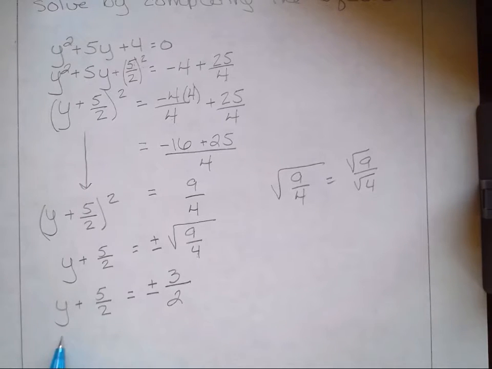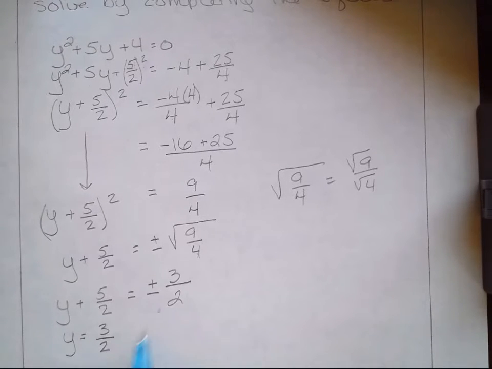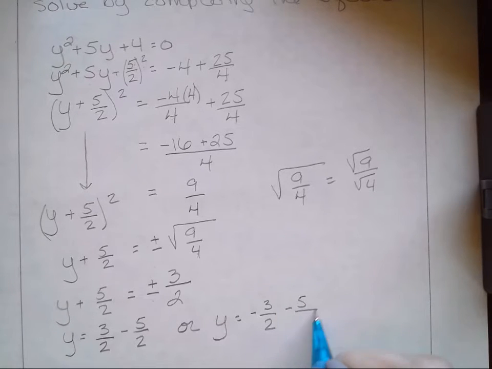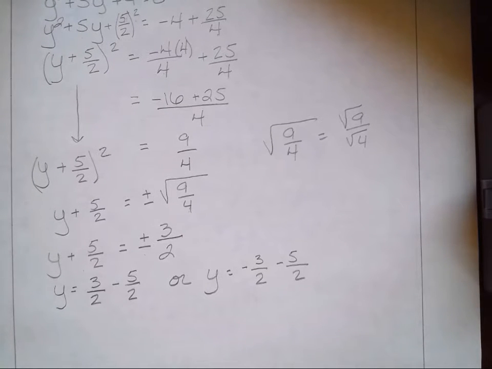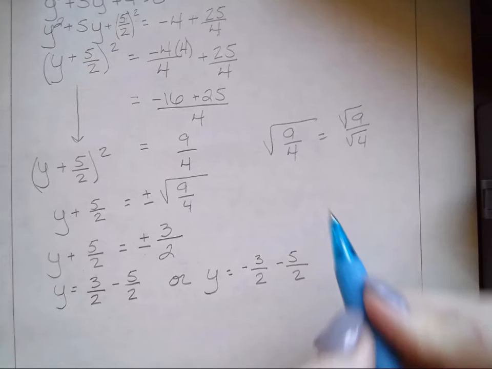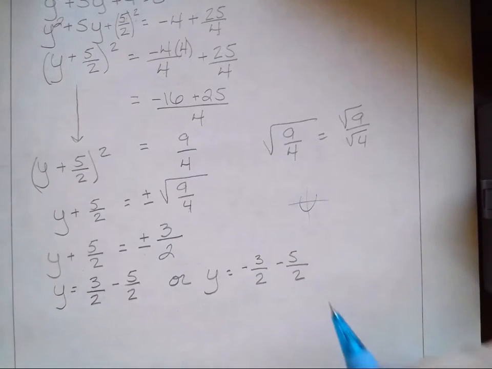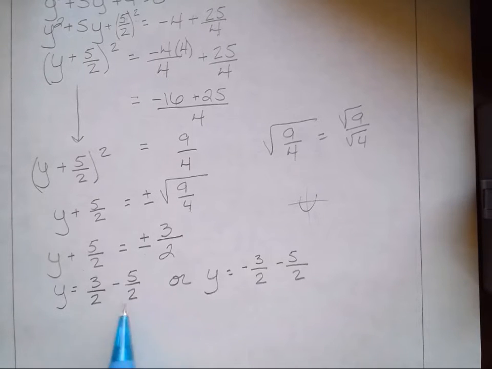I'm going to subtract the 5 halves from each side. So y is equal to 3 halves minus 5 halves, taking the positive, or we can say that y is equal to negative 3 halves minus 5 halves. Because remember, we're solving a quadratic and we usually have 2 real roots. We could have 2 imaginary roots, or we could have 1 real and 1 imaginary, but we have the or, because we're looking for where the parabola crosses over the x-axis. Now all I have left to do is simplify.